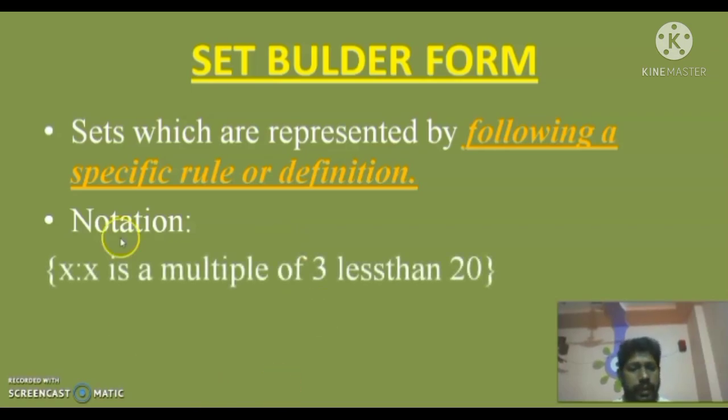This is one example: {x such that x is a multiple of 3 less than 20}. Let me compare this notation and the definition. So here, it is following a specific rule or definition. X such that x is a multiple of 3 less than 20. Here, there is a specific rule. What is the specific rule? X is a multiple of 3 less than 20. So you have to take the multiples of 3 which are less than 20.